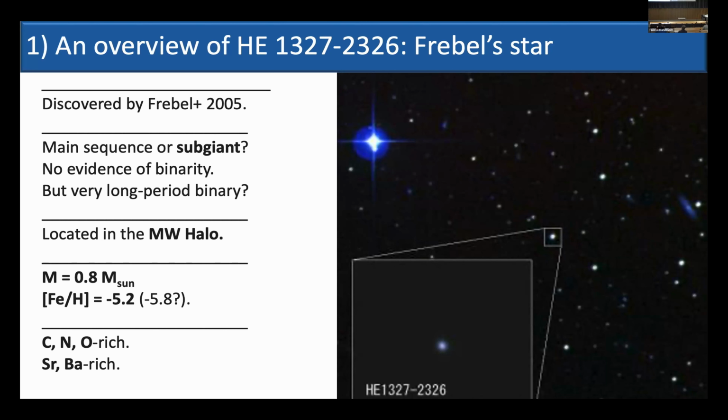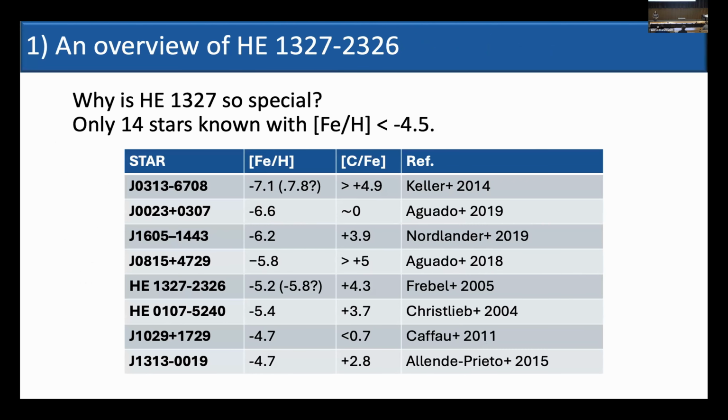It increased in the last work, in 2018, but it's somewhere between minus 5.2 and minus 5.8. It's CNO rich, actually, very enriched, highly enriched in carbon, nitrogen, and oxygen, especially so in nitrogen, and also, and this is important, it's enriched in strontium and barium. Why is this star so special? Well, actually, there are only 14 stars with metallicity lower than minus 4.5, and our star is below minus 5.